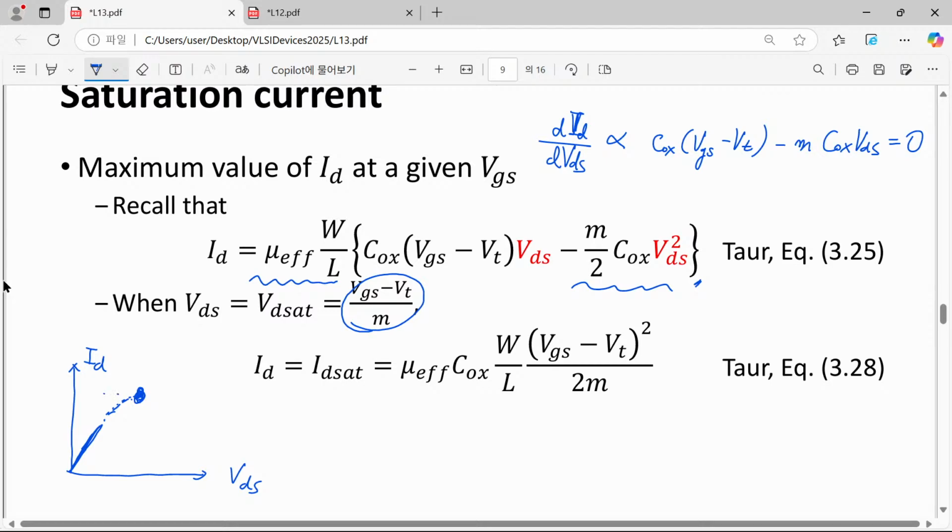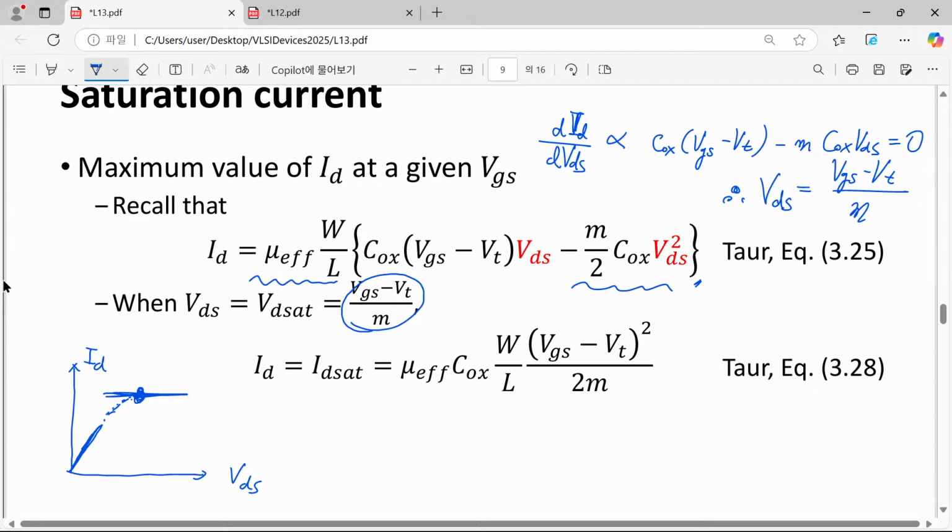it means that now this curve hits its maximum value. That's the reason why we say that this condition is satisfied by this condition. COx is gone, and VGS minus VTH is divided by our factor m. m is quite close to 1.